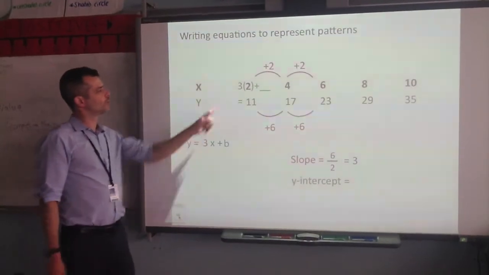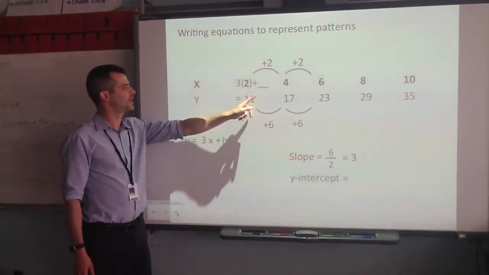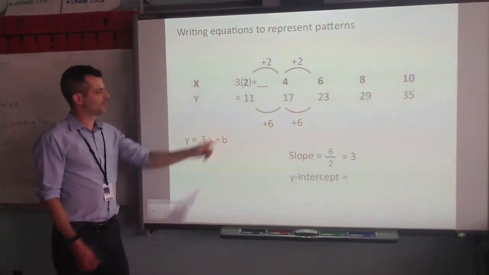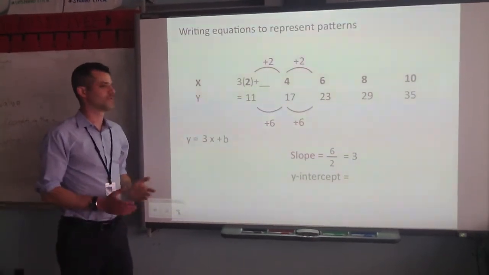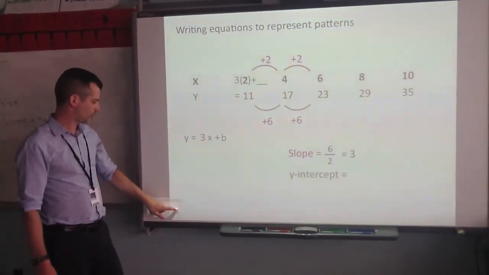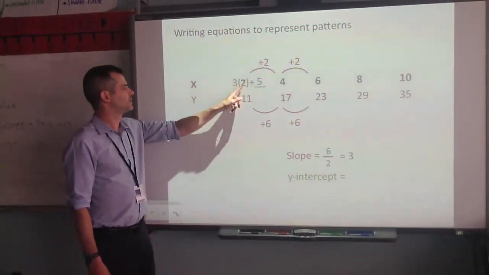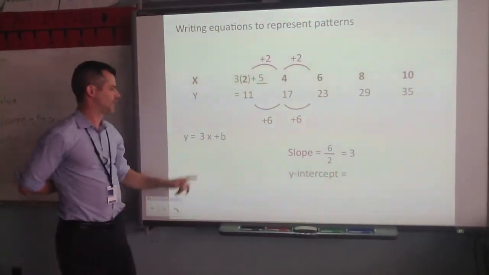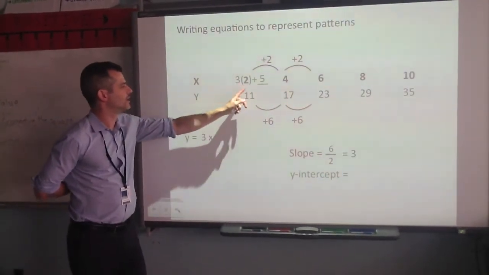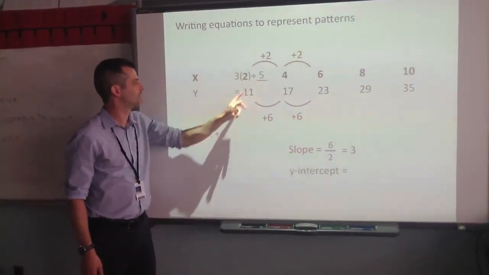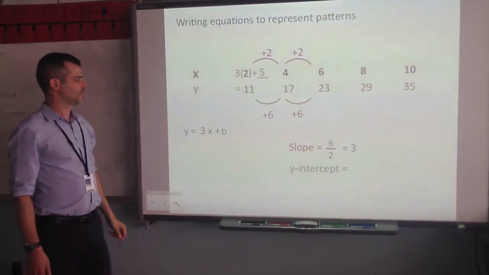Now let's look at this here. 3 times 2 gives me 6. So what's that number we have to add on to get to 11? If you said that number's 5, you're correct. Okay, 5 is that missing number. 3 times 2 plus 5 gives me 11. Again, the 3 is our slope. Okay, multiply by the slope, add on this y-intercept, and we get to the y value.